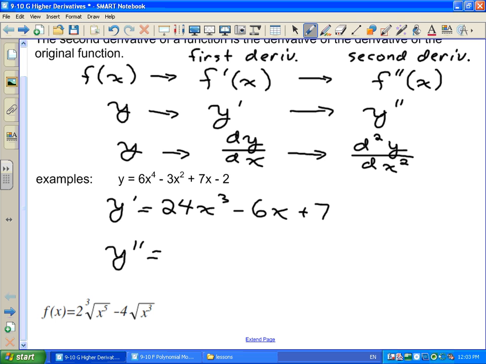So my exponent is 3. I do 3 times 24. That's going to get me 72. 3 minus 1, so I get squared for my exponent. My next term here, I got an exponent of 1. That'll give me negative 6. Take 1 away from the exponent, I get 0, so the x's are gone, and the 7 is my constant, so it goes away when I take the derivative. So there's my second derivative. Okay.